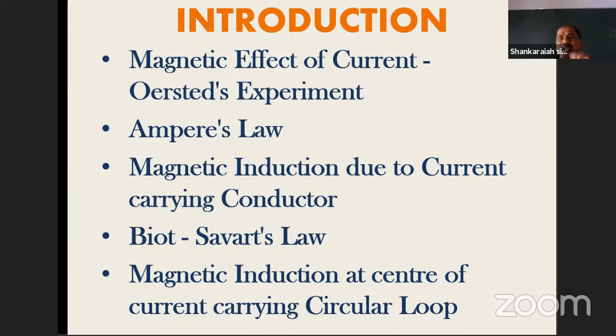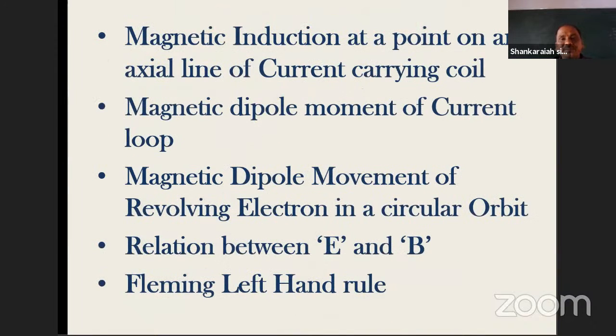L is the length of the circumference of the coil. The circumference of the coil is 2 pi r. One r gets cancelled, pi gets cancelled, 2 into 2 is 4. B is equal to mu naught I divided by 2r. This is the magnetic induction at the center of a current carrying circular loop or coil.